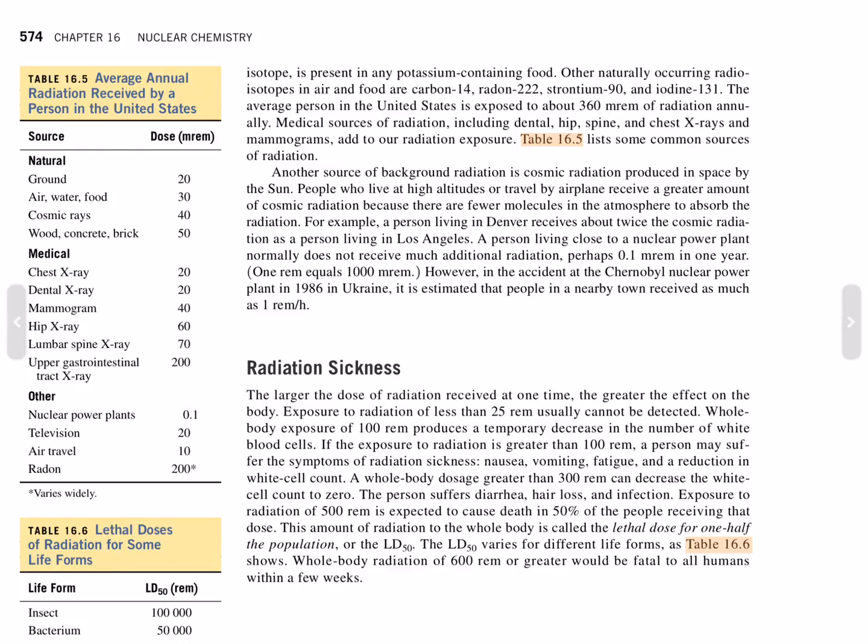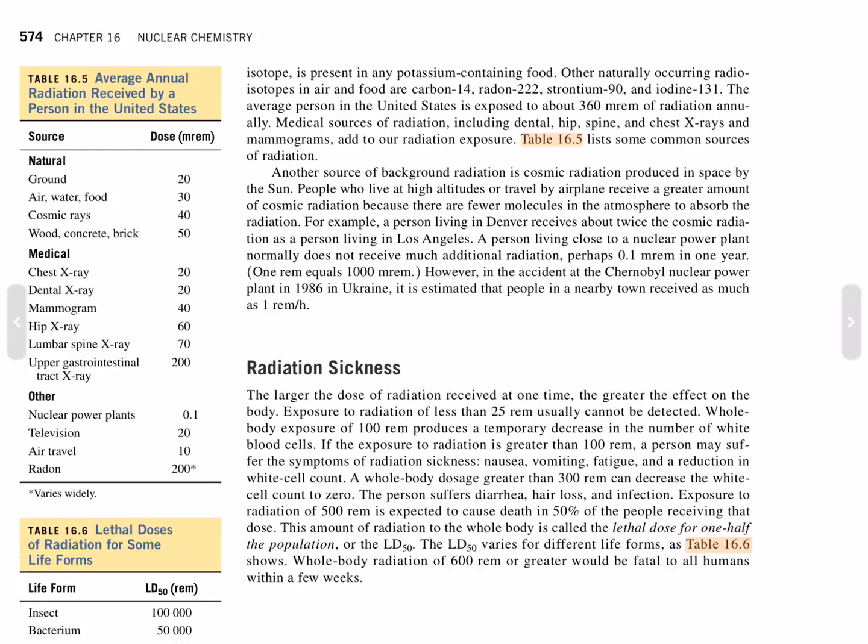Radiation sickness. The larger the dose of radiation received at one time, the greater the effects on the body. Exposure to radiation of less than 25 rem usually cannot be detected. Whole body exposure of 100 rem produces a temporary decrease in the number of white blood cells. If the exposure to radiation is greater than 100 rem, a person may suffer the symptoms of radiation sickness: nausea, vomiting, fatigue, and a reduction of white cell count. A whole body dosage greater than 300 rem can decrease the white blood cells to 0. A person suffers diarrhea, hair loss, and infection.